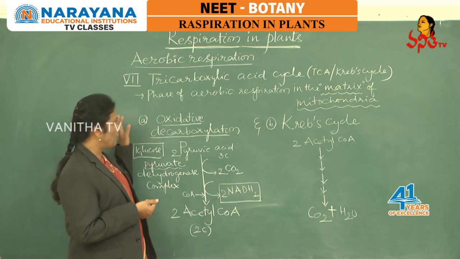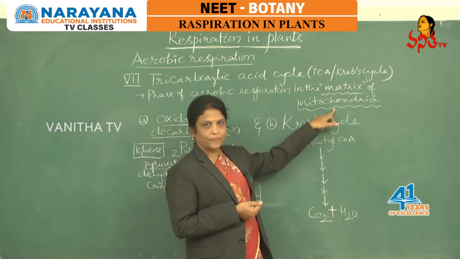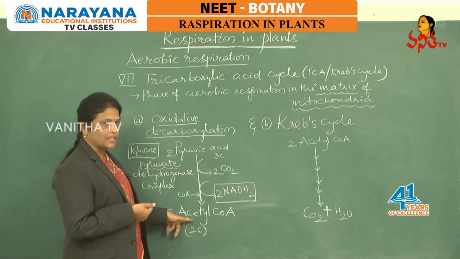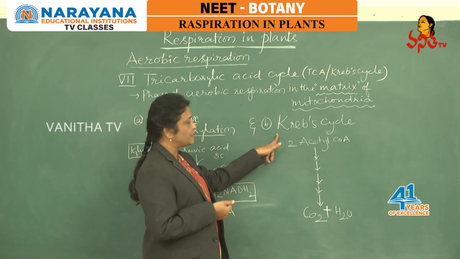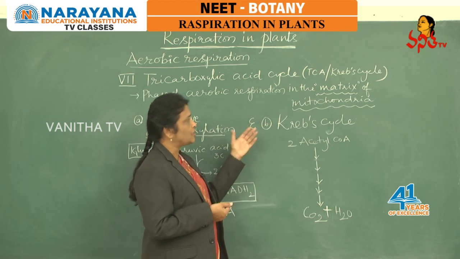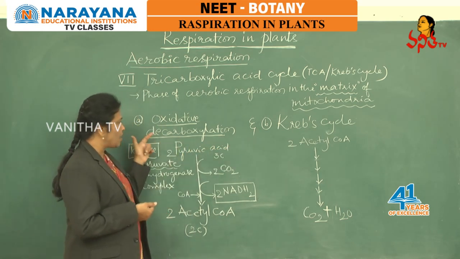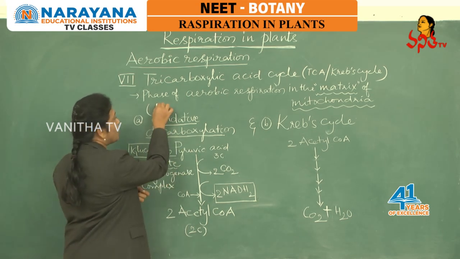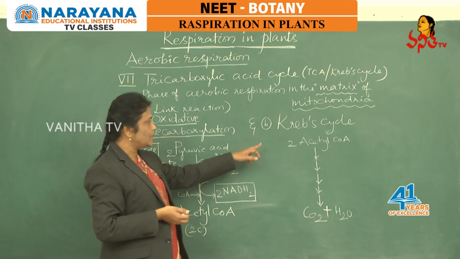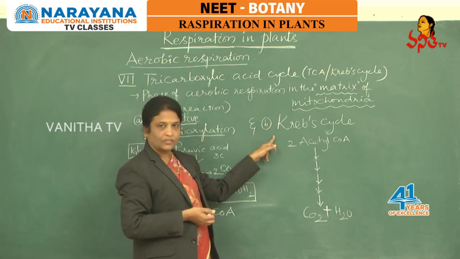Now we are discussing the phase of aerobic respiration that occurs in the matrix of mitochondria, and that includes oxidative decarboxylation of pyruvic acid molecules into acetyl coenzyme A, and the complete breakdown of acetyl coenzyme A into carbon dioxide and water. So the phase of aerobic respiration that occurs in the mitochondrial matrix we can separate into 2 side headings. One is oxidative decarboxylation, in other words called the link reaction, and the next and major part that occurs in the matrix of mitochondria is the Krebs cycle, in other words called the TCA cycle, tricarboxylic acid cycle.